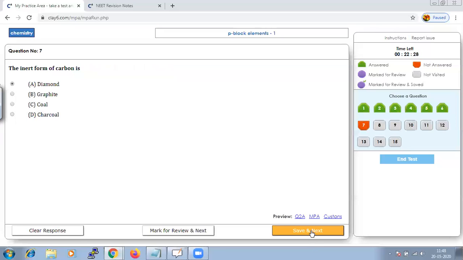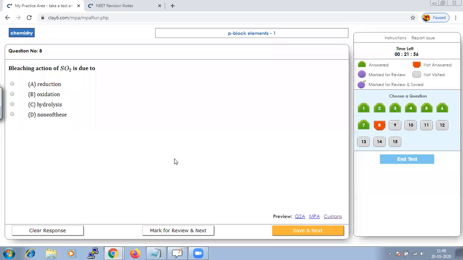Save that and go to next question. Bleaching action of SO2 is due to, what is the bleaching action of? See, basically sulfur dioxide and chlorine are being used as bleaching agents. However, we can say the bleaching action of chlorine is based on oxidation, whereas the bleaching action of sulfur dioxide is based on the concept of reduction.